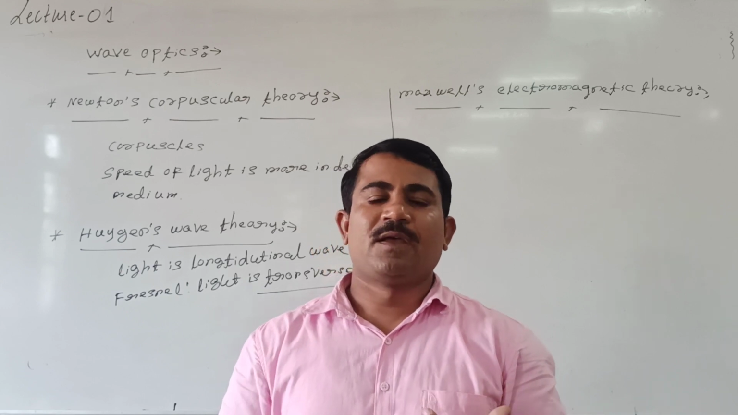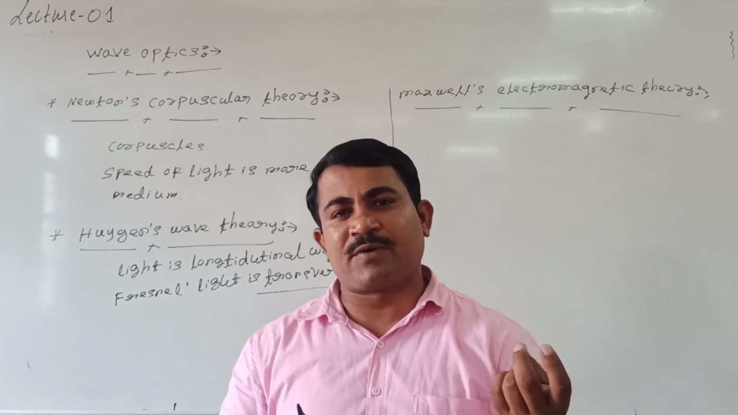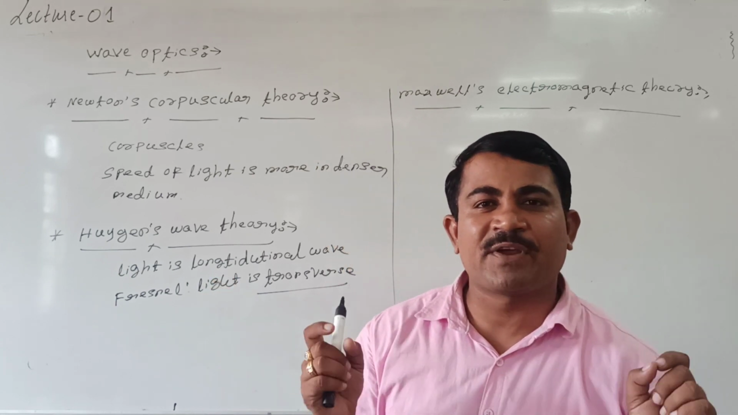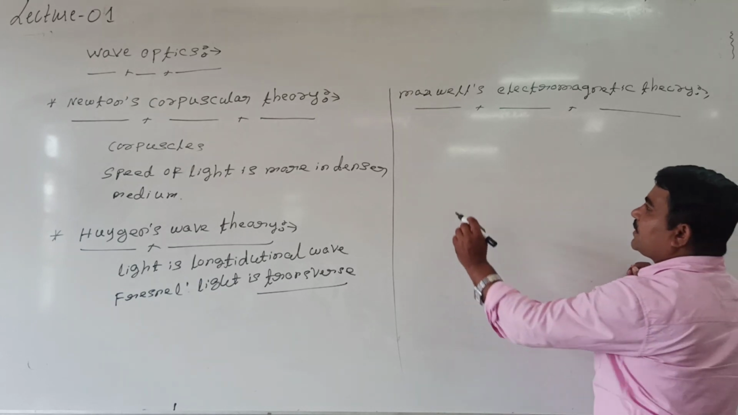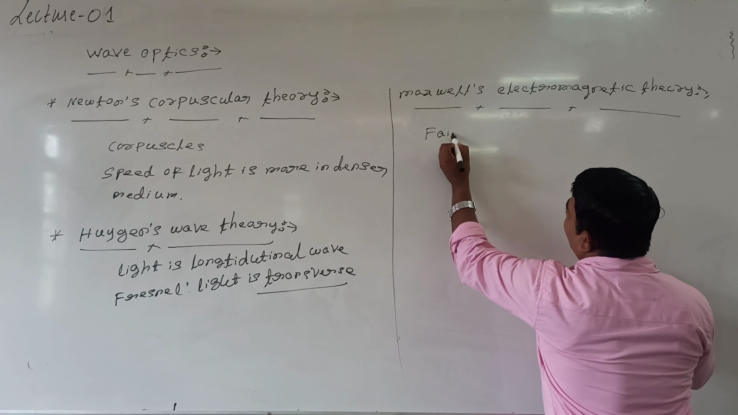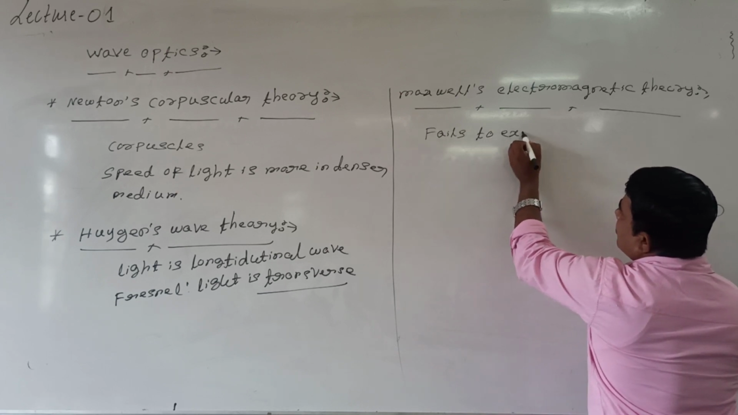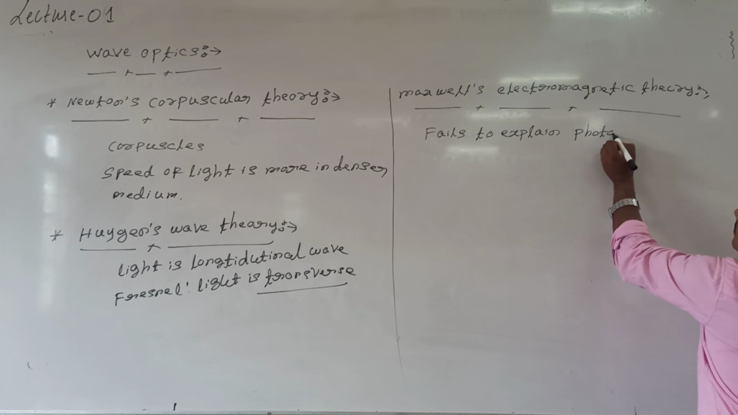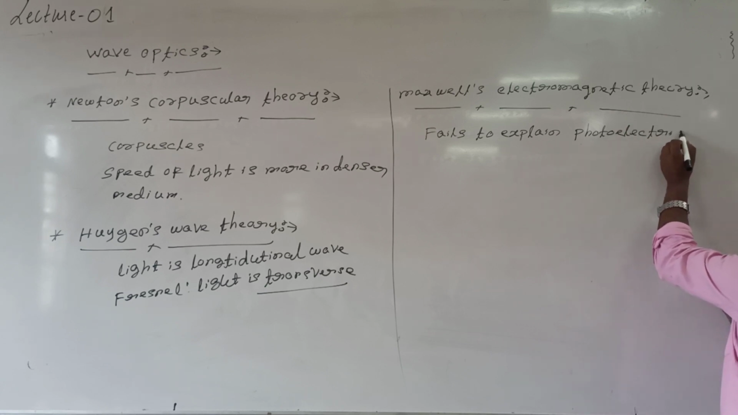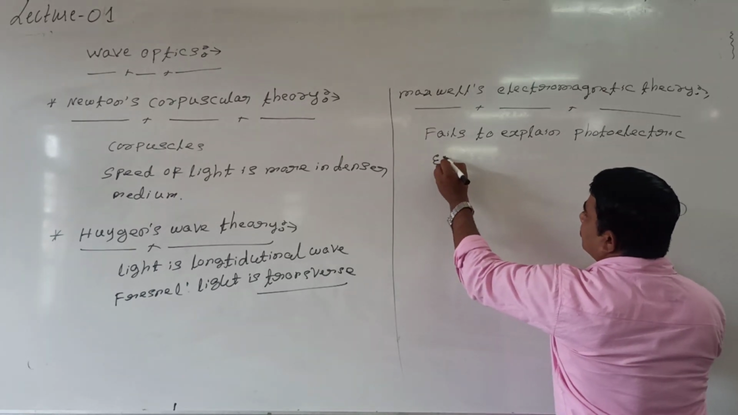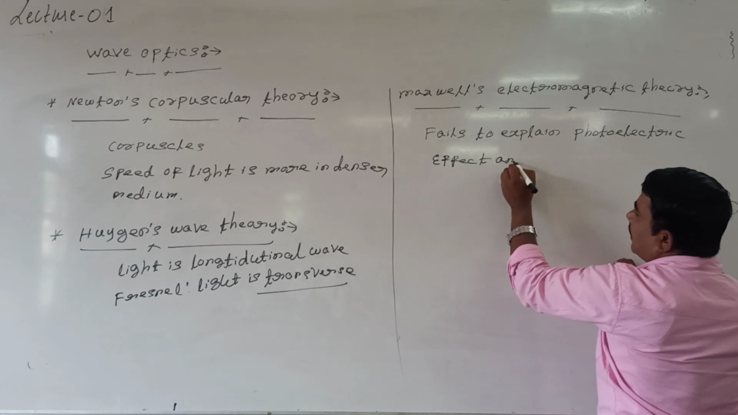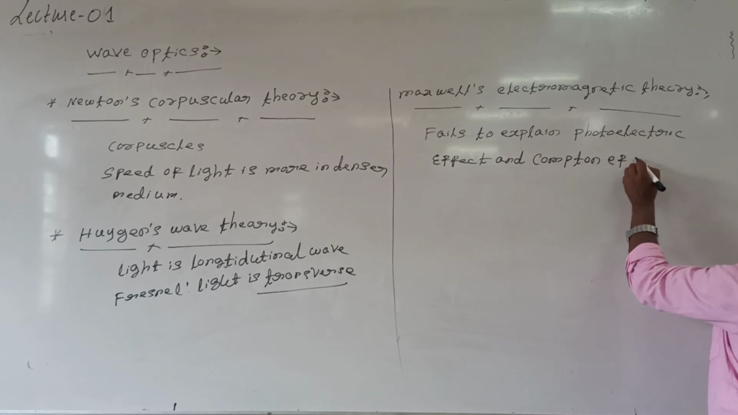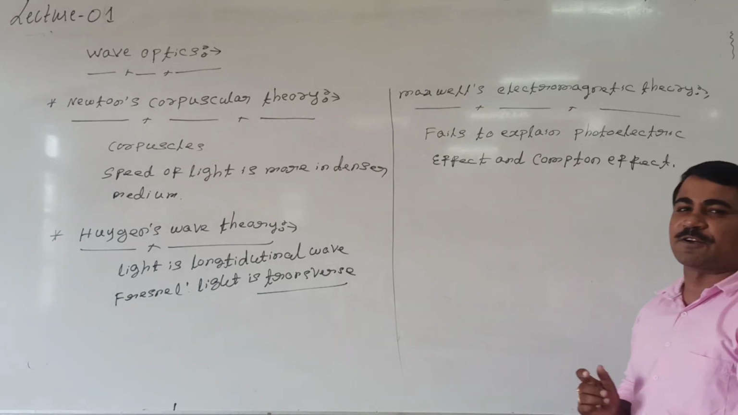But Maxwell's electromagnetic theory can explain reflection, refraction and other phenomena, but it fails to explain the photoelectric effect and the Compton effect. So this is the main failure of Maxwell's electromagnetic theory.